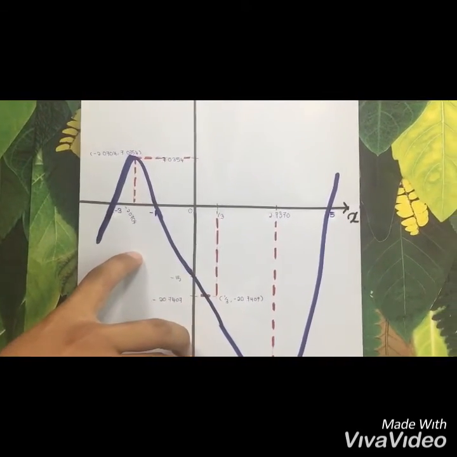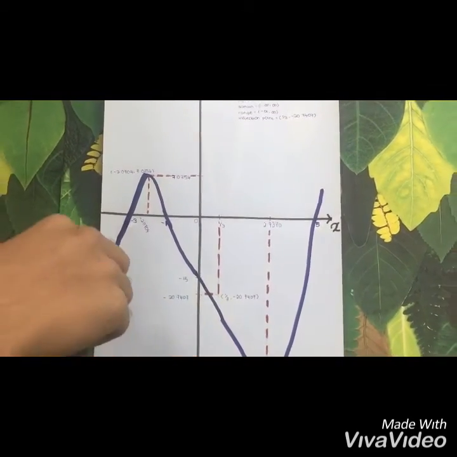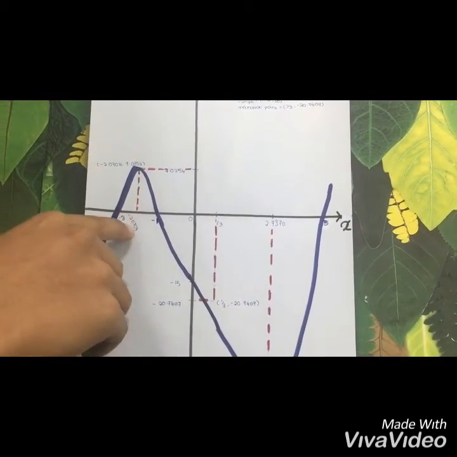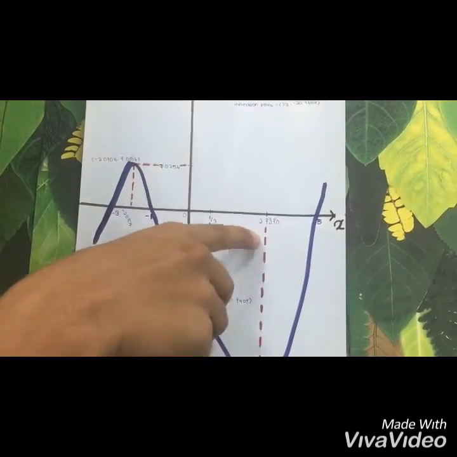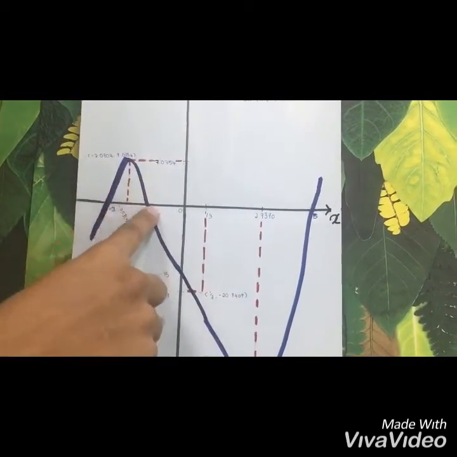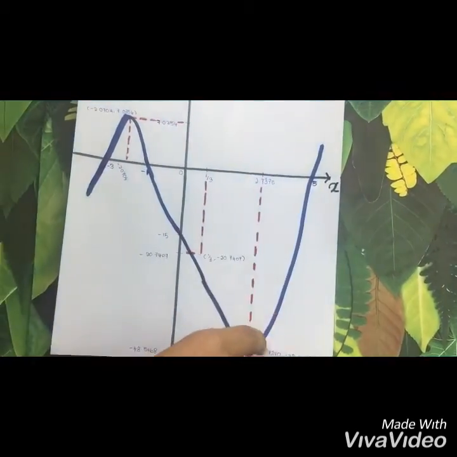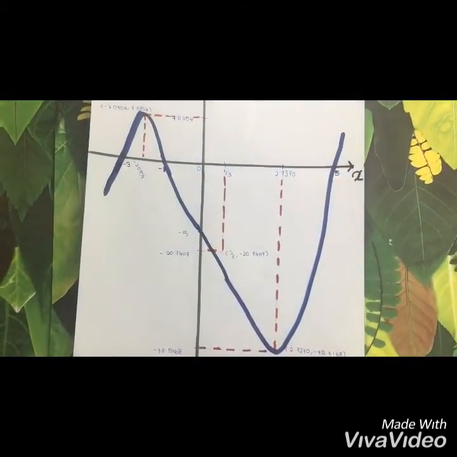The interval where the function is increasing is from negative infinity to negative 2.0704, and then from this point to 2.7370, the graph is decreasing, and then from 2.7370 to infinity, the graph is increasing.